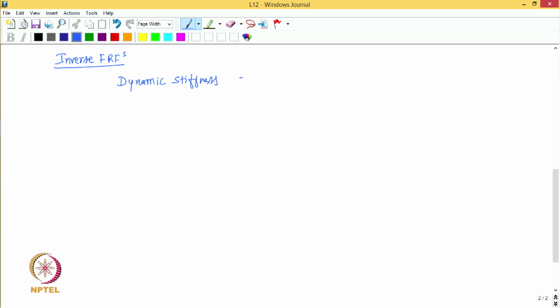Often denoted by Z of omega, this is nothing but the ratio of the force applied in the frequency domain and the response in the frequency domain. So that is nothing but the dynamic stiffness. Then there is something called impedance. If we denote it by I omega, it is the ratio of the force applied on the system in the frequency domain and the velocity of the response in the frequency domain.